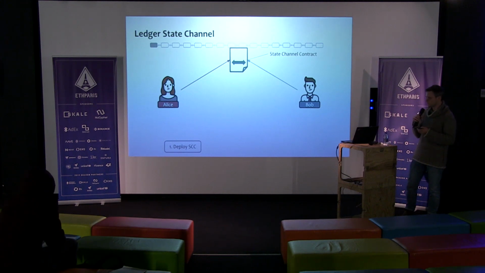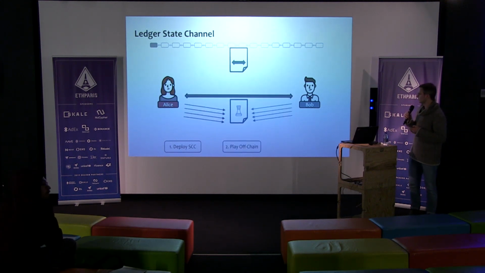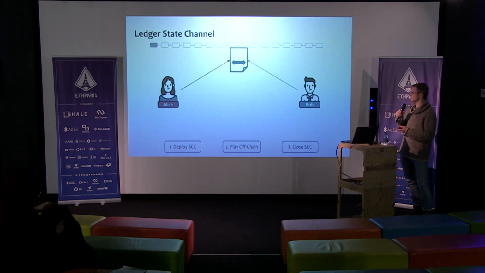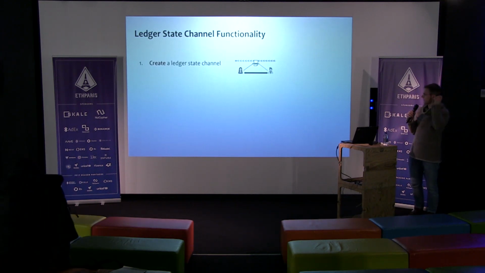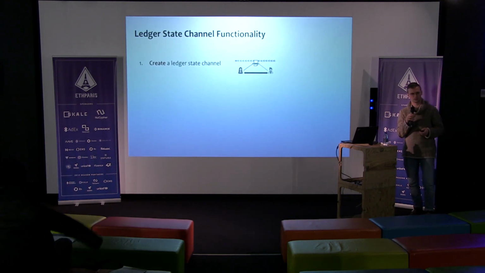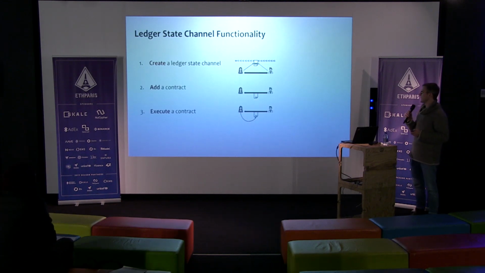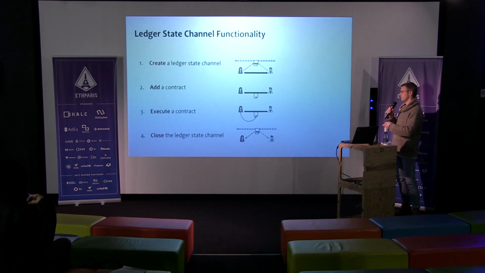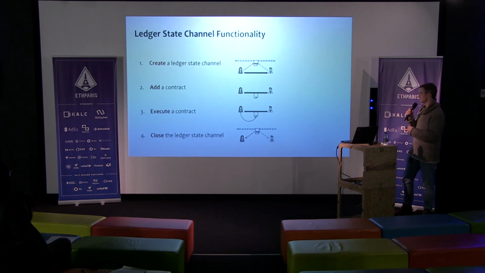But now you can, so to speak, deploy a game off-chain and then play it. And only at the end of it, you can then close the state channel contract. You can actually have several games within the same state channel contract, also in parallel. So those are the functionalities. You can create it, you can add a contract. Once a contract is within the state channel, note that there's no interaction with the blockchain. You can execute actions within the state channel, and then you can also close it.